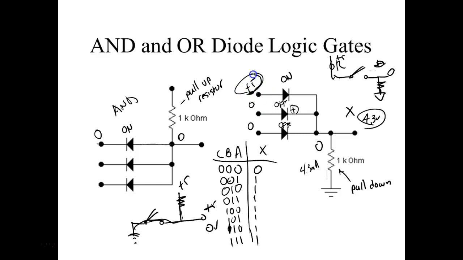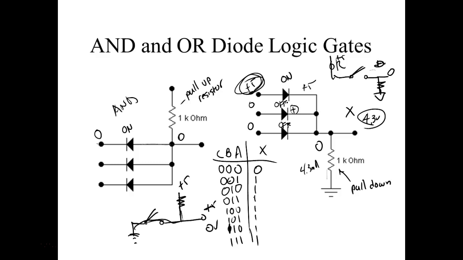Over here, any 5 volts is going to turn it on. And if this thing was perfect, that means that would put 5 volts right there. So over here, any 5 volts on any of these inputs would turn this guy here on. So there's an OR gate.